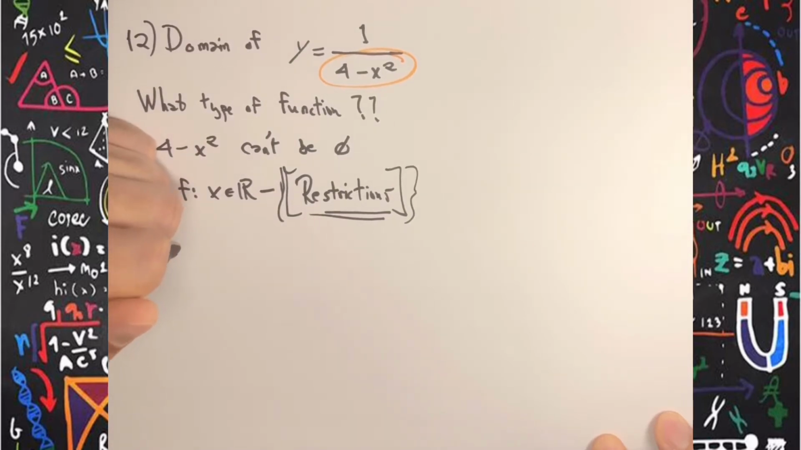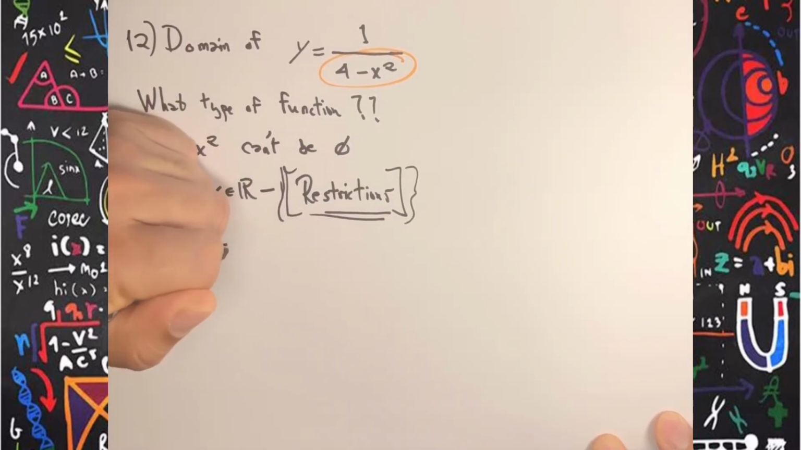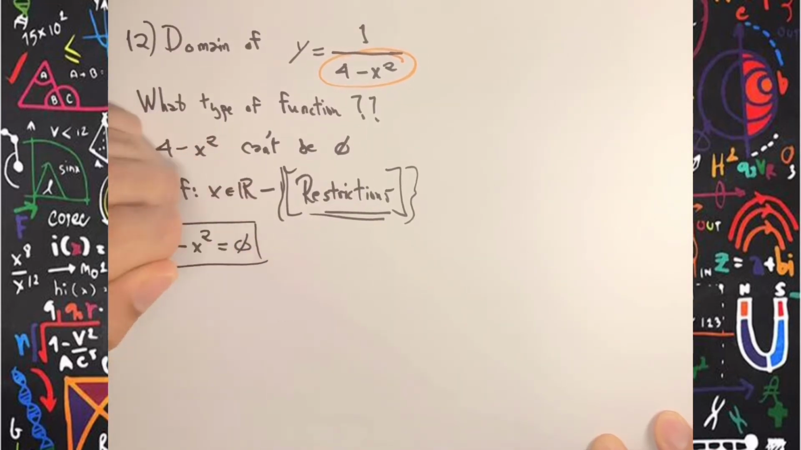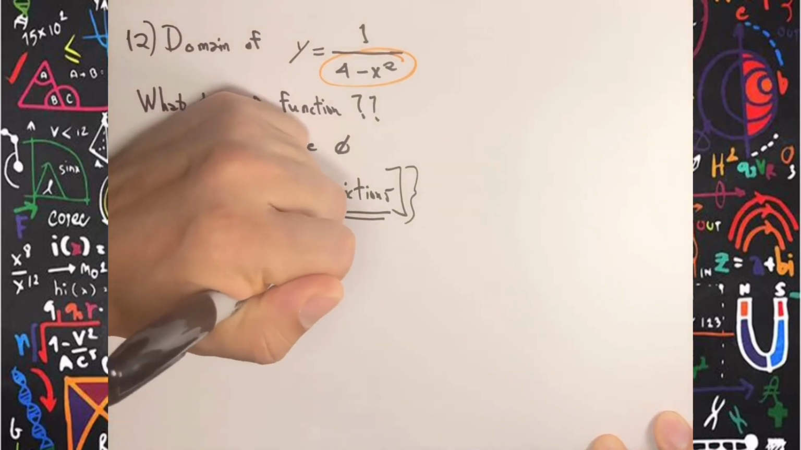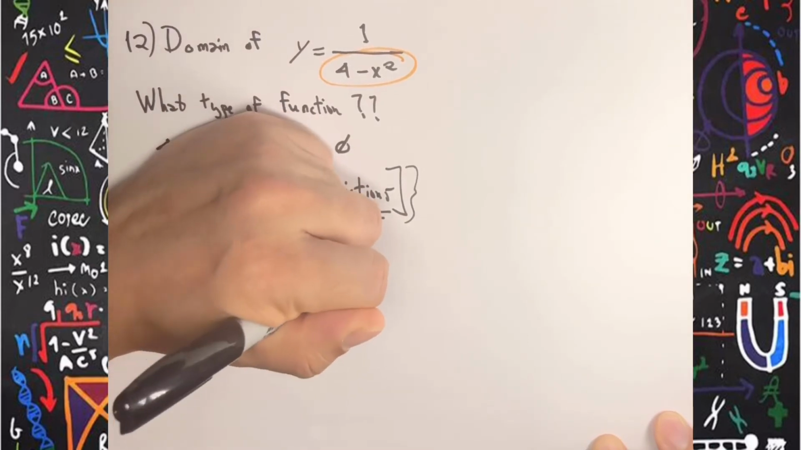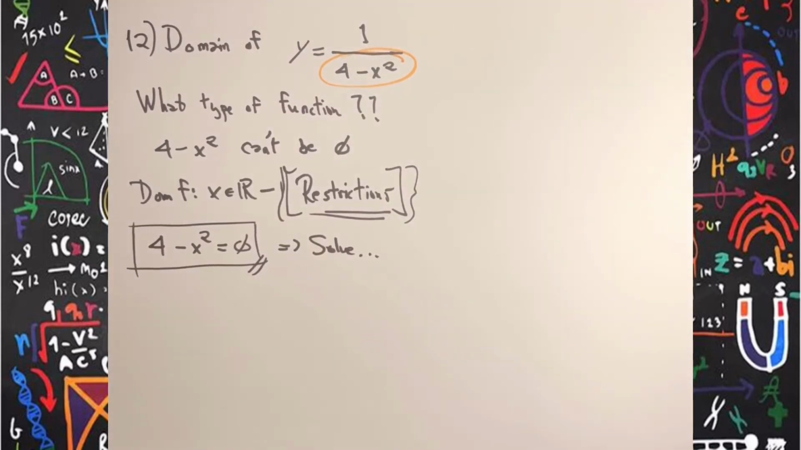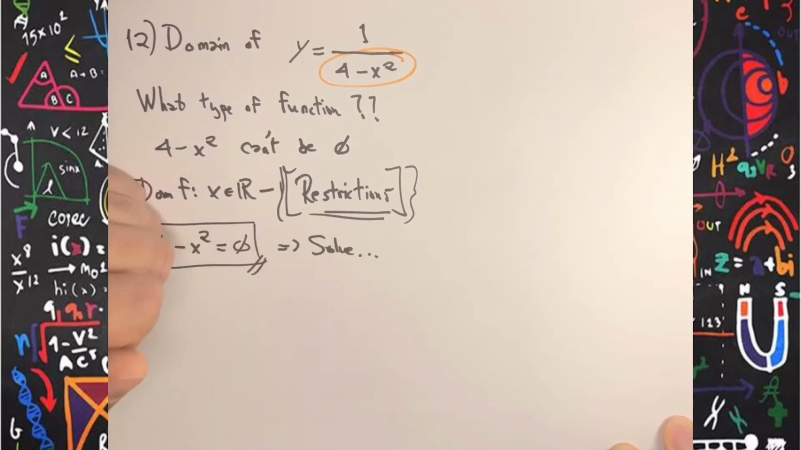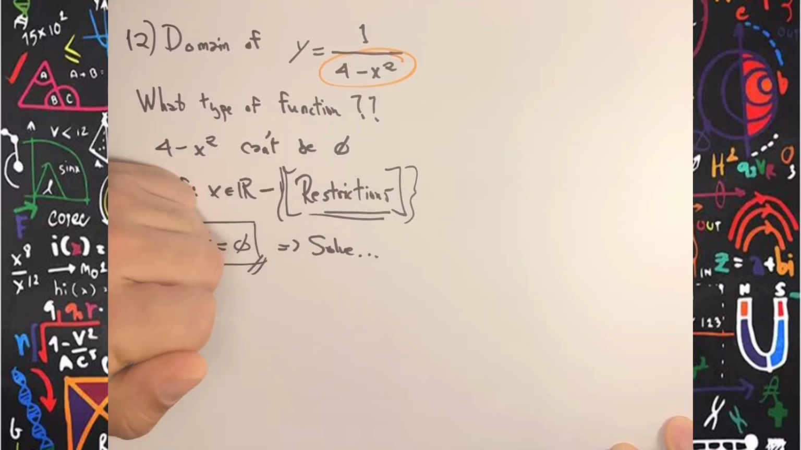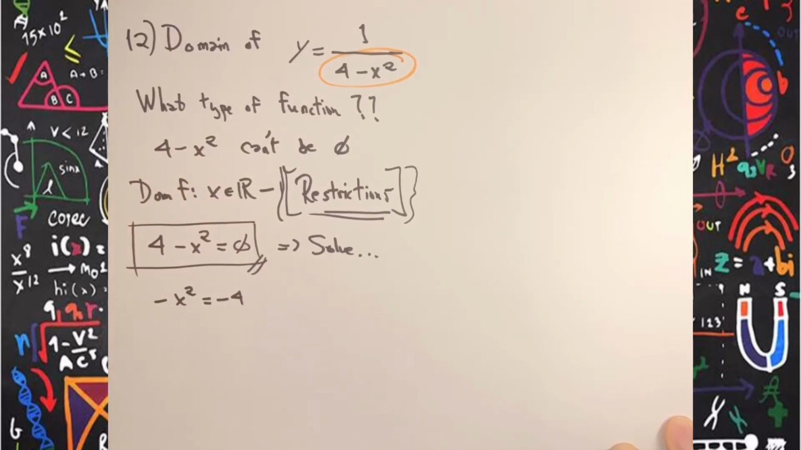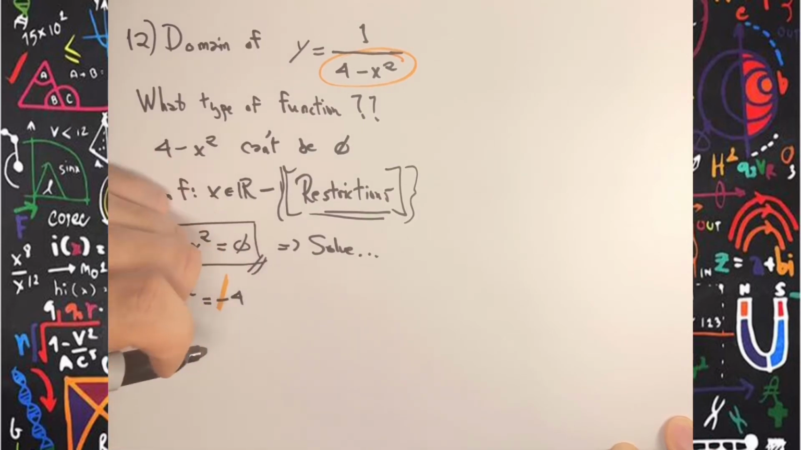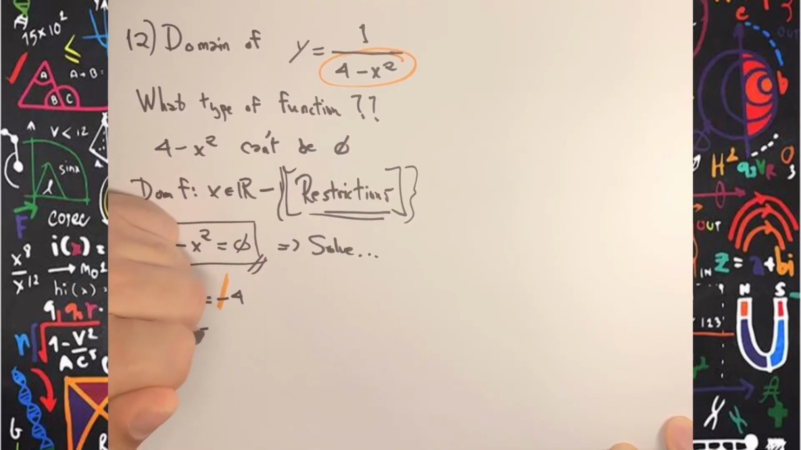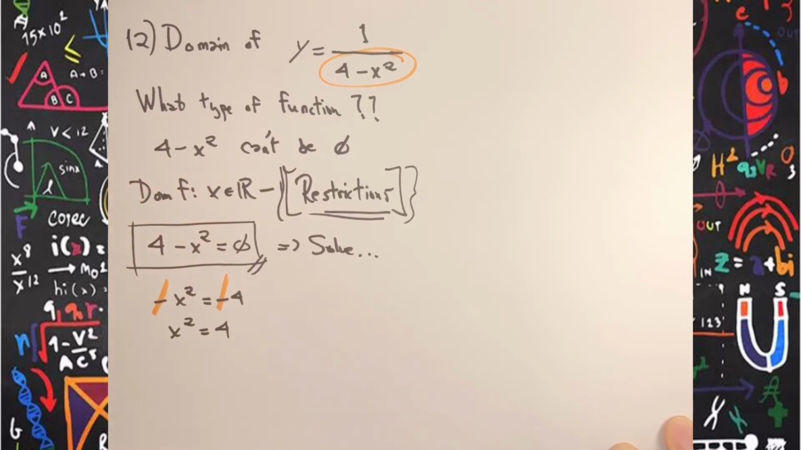In this case, 4 minus x squared can't be equal to 0. Therefore, to find the restrictions, we have to find those values that make that expression equal to 0. So we have to solve this equation, and those values are going to become the restrictions, the values that make 4 minus x squared equal to 0. Let's start by putting everything on different sides of the equation. We get rid of the minus sign. Now we have x squared equals 4.